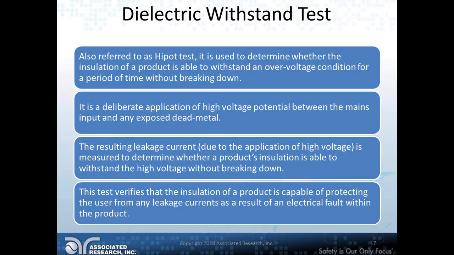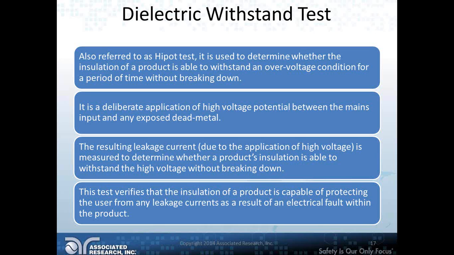The resulting leakage current due to the application of this high voltage is measured to determine whether a product's insulation is able to withstand the high voltage without breaking down. So the assumption here is that if your product will be able to withstand the application of such a high voltage, it should be okay for the rest of the life of the product. The HIPOT test verifies that the insulation of a product is capable of protecting the user from any leakage currents as a result of an electrical fault within the product.